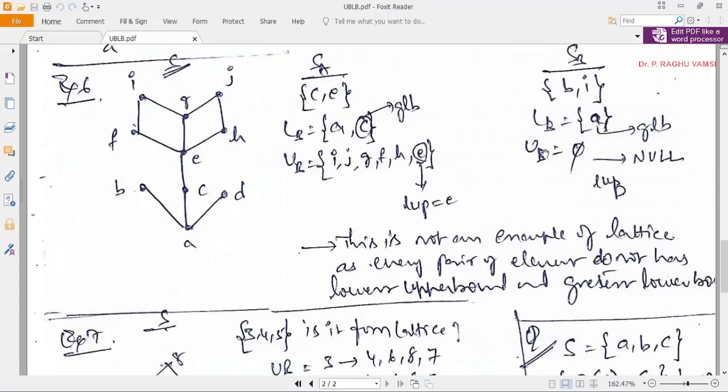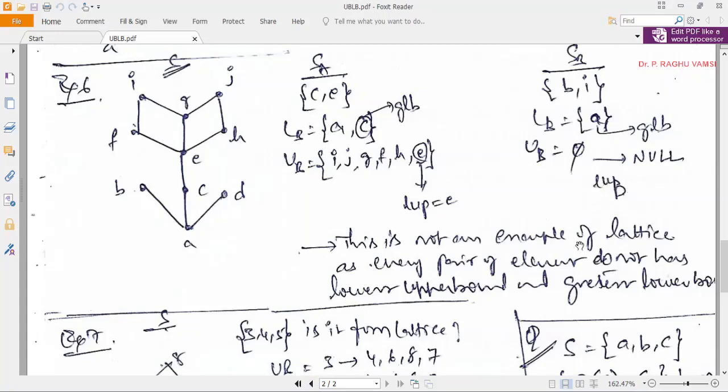C. The same way, B comma I, where B is here and I is here, and there is no connectivity from B to I. So just by looking at that, we can say we cannot achieve the upper bound. And since B is there, for B the lower bound you can get is A, because A is lower than B, so we can add it in the lower bound. From I, we cannot reach any other element, so it will become null. Hence this upper bound will become null, so you won't get the lowest upper bound here.